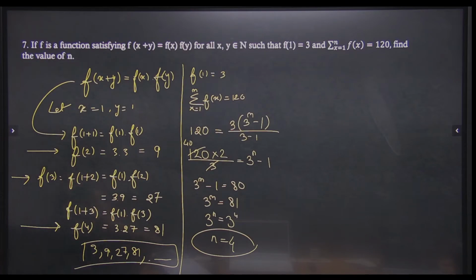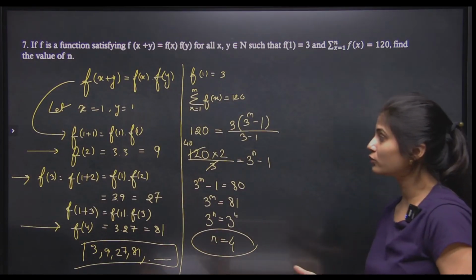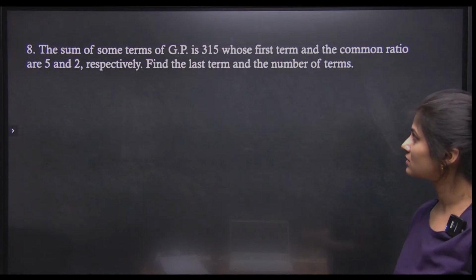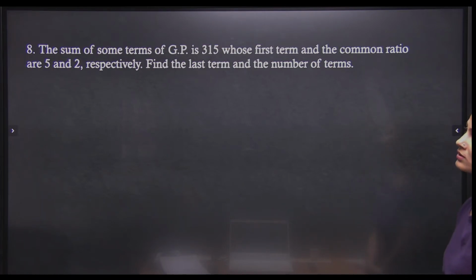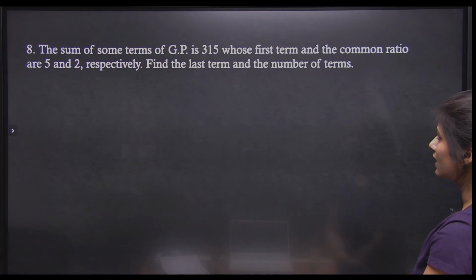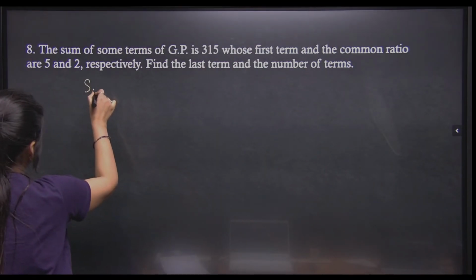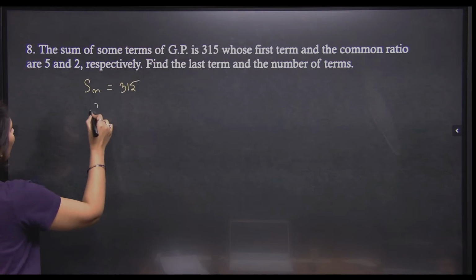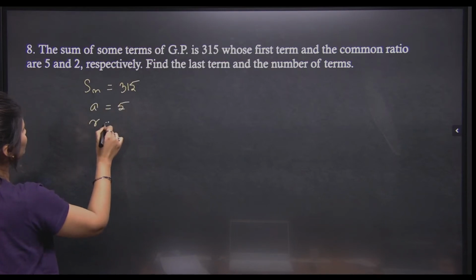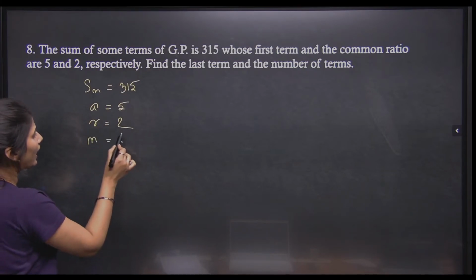Very easy it was. Okay, so let's move on to next question, that is question number 8. I hope it is clear to all of you. This question was quite different. You have to go through different methods in some of the questions. So now the question comes from GP. The question says the sum of terms of a GP is 315, whose first term is 5 and common ratio is 2 respectively. We have Sn, I don't know how many terms are there. Find the last term and the number of terms. You have to find n and the nth term.